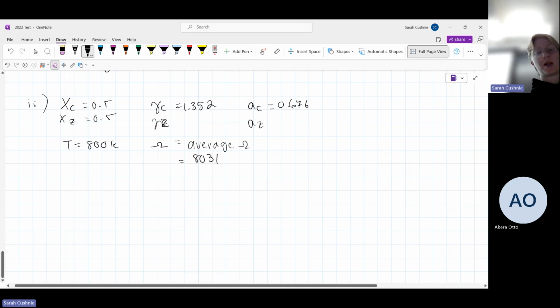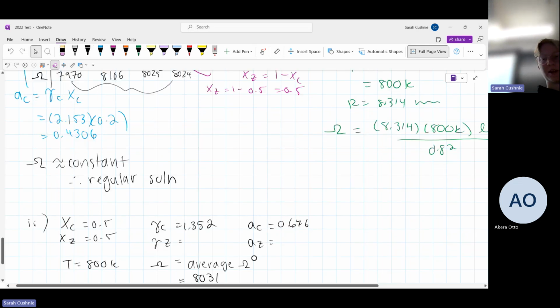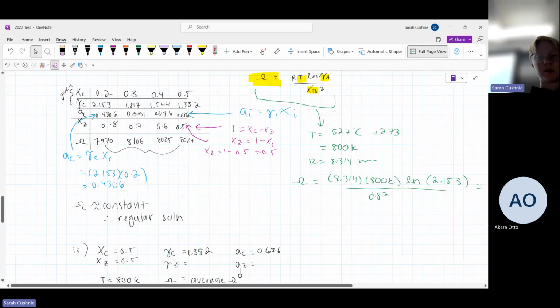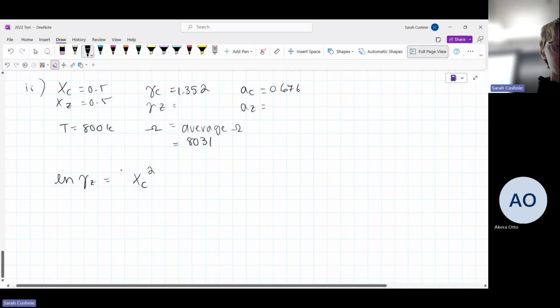Okay, so now we look at this and we're like, well, we're probably going to need to know the activity and the activity coefficient for zinc. We don't just need that for the cadmium. So how do we calculate that? The way we do that is using, remember, the definition of ln gamma z is equal to alpha times x c squared. I believe we defined this earlier up. Yeah, it's just this equation, but I put in alpha. So I'm actually going to sub that right here, omega over RT.